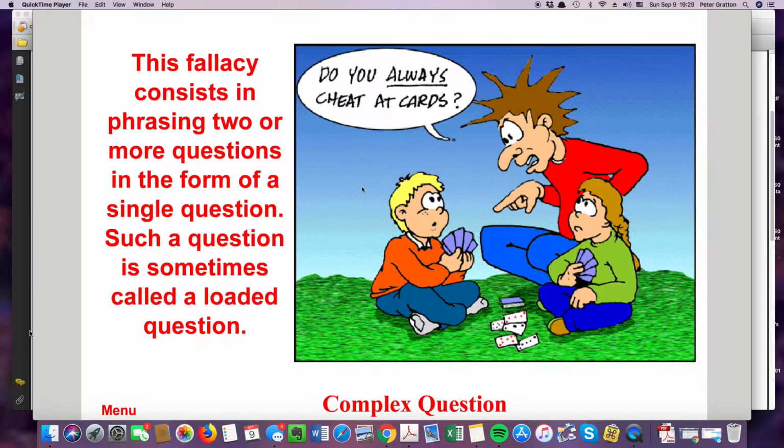Do you always cheat at cards? So the classic version of this is, do you still beat your wife? It's a terrible example, but it's a classic example that's known in popular culture. And it's known as it hides an extra question, and it presumes something. That's why it's called presumption.